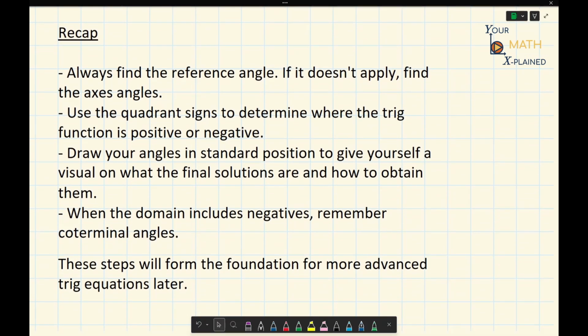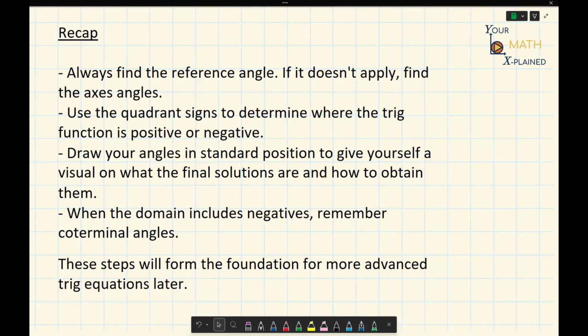So we learned how to solve trig equations by following these 4 steps. Step 1 is to always find the reference angle. And if it doesn't apply, find the axes angles. Step 2, we're going to use our ASTC rule to determine where the trig function is positive or negative. And we're going to draw a reference angle in these quadrants. Step 3 is we're going to use that diagram to find our angles in standard position using the reference angles. And finally, step 4 is to use coterminal angles to find additional solutions if the domain includes negatives or it goes above 2 pi. Make sure you always follow these 4 steps as they are the foundation for more advanced trig equations later on.